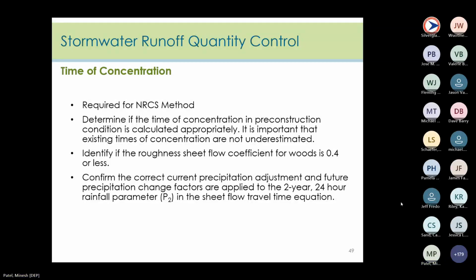BMP manual. And as a reminder again, you will need to use the current precipitation adjustment factor and future precipitation change factor tables that are found in Chapter 5 to calculate the travel times for current and projected storm events using the 2-year 24-hour storm event, which will be used to calculate the P2 parameter. So you can look back through the handouts for the calculations presentation from Module 2 for more information on the correct way to calculate time of concentration.